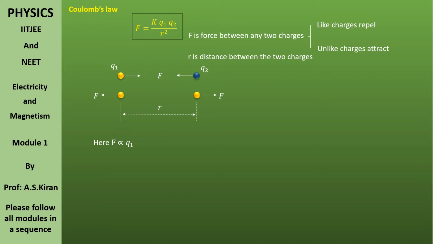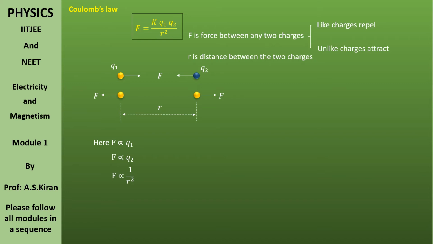Consider Q2 as same. Let us increase Q1, force will increase. Let us decrease Q1, force will decrease. What I mean to say, force is directly proportional to Q1. That is the first logic. Now similarly, F is directly proportional to Q2. Here, let us make Q1 constant. Now, increase Q2, F will increase. Decrease Q2, F will decrease. Able to understand? F is directly proportional to Q2.